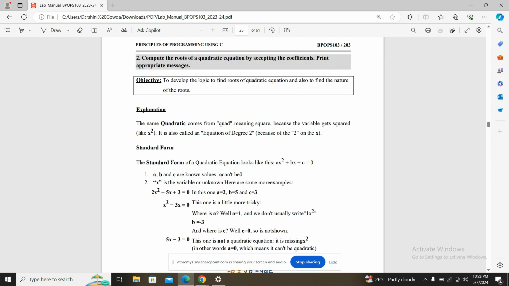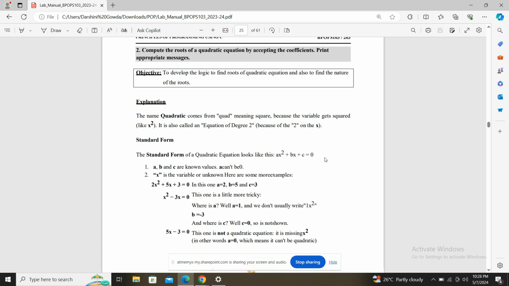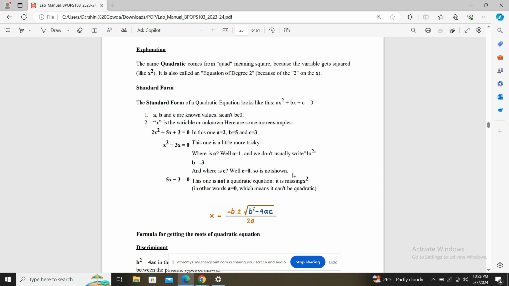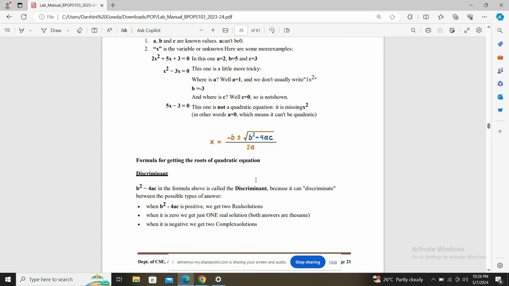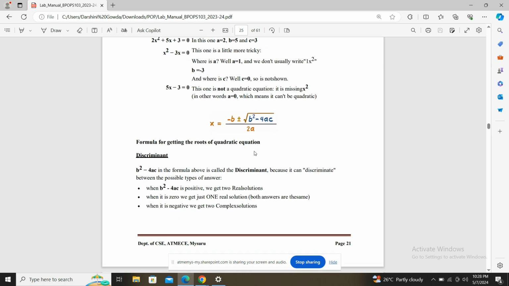We know that the standard form of the quadratic equation is given by ax square plus bx plus c, which is equated to 0. We can easily compute the roots of a quadratic equation with the given standard formula. The formula looks like x equals minus b plus or minus root of b square minus 4ac, divided by 2a. Now let us understand this program in a better way with the help of an algorithm and a flowchart.